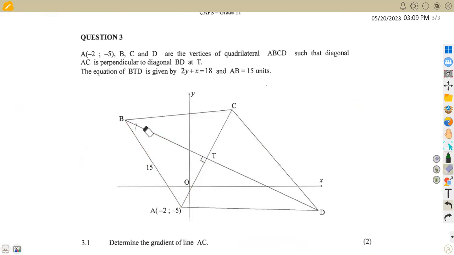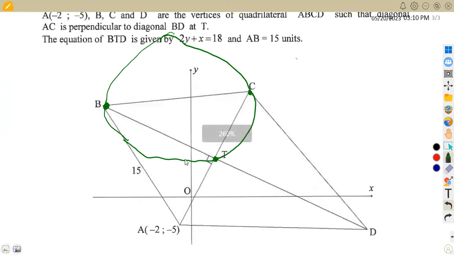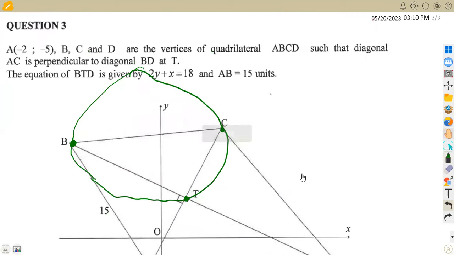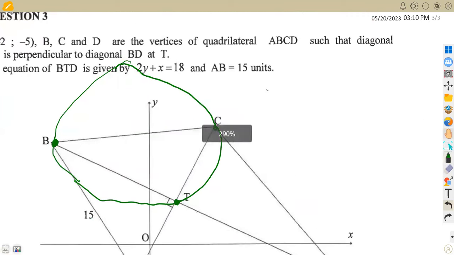So if we are to draw a circle and it passes through these points, it passes through B. Sorry for this circle, guys, but it's supposed to be something of this nature. This circle is going to pass through the point B, the point T, and the point C. If you take note here, there's something that is happening. They're saying we must calculate the radius of this circle.